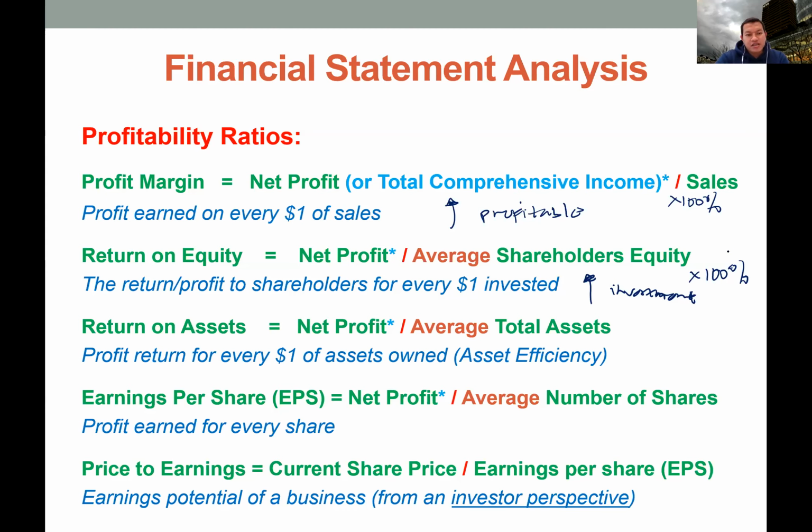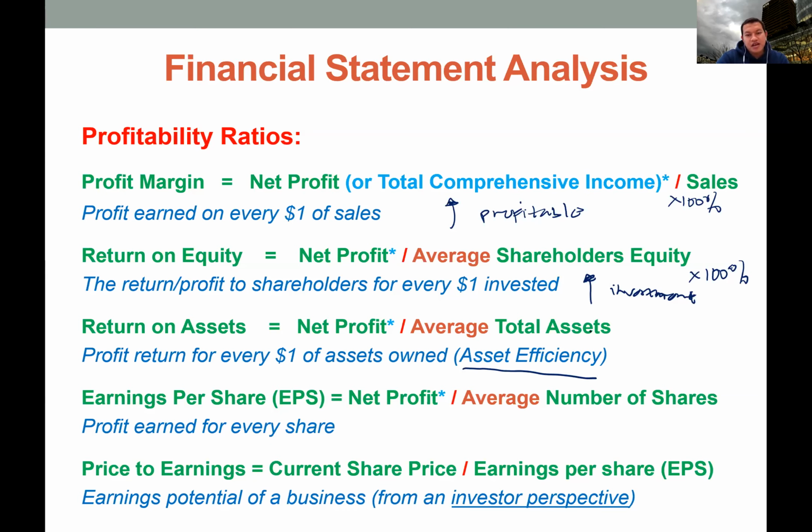The next one is the ROA, return on asset. The formula is net profit divided by the average total assets. We have to calculate the average total assets: the beginning and the ending balance of total assets divided by 2. This ratio shows us the asset efficiency, so how efficiently the company is using its assets to generate profit.